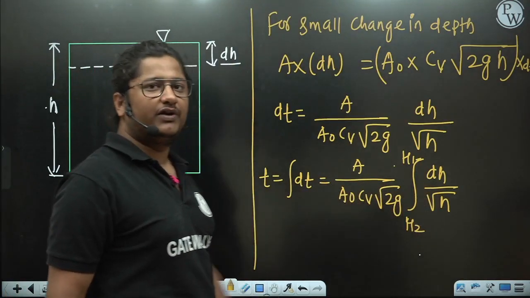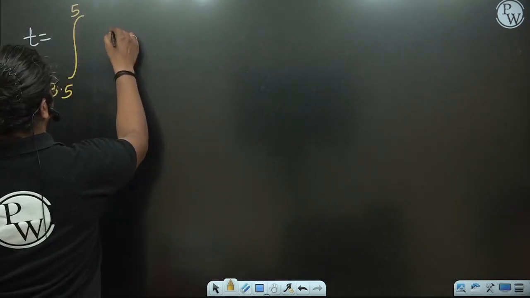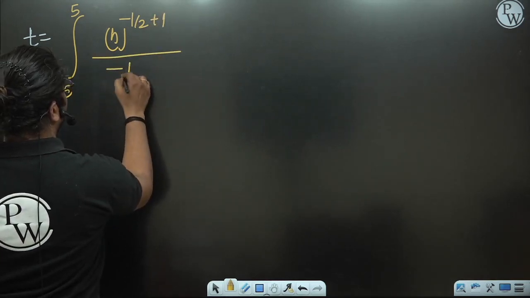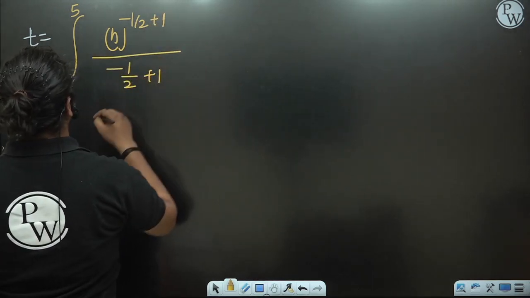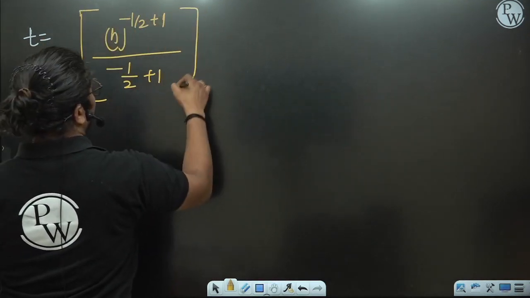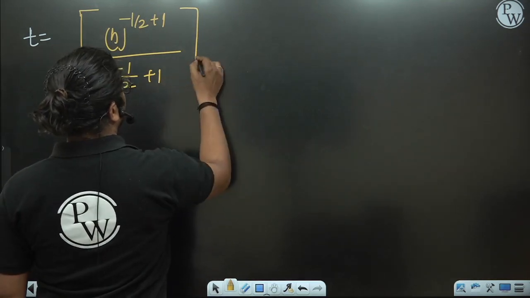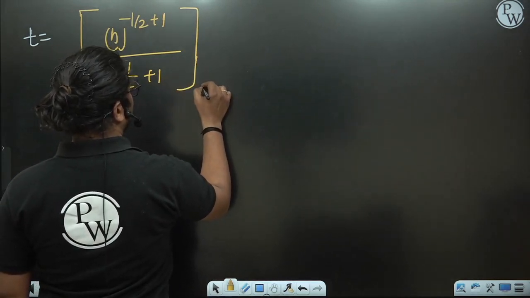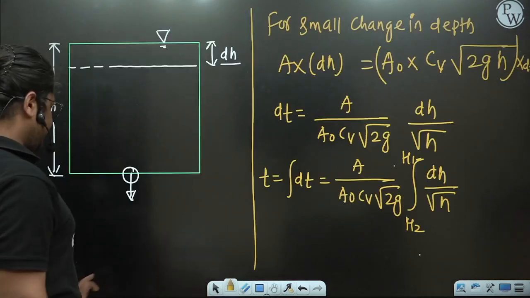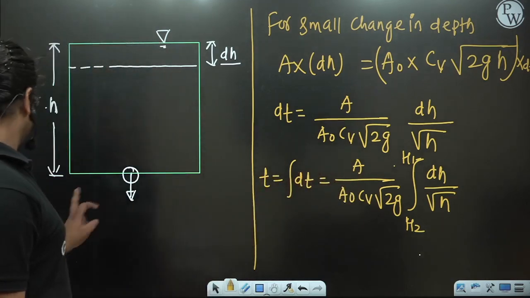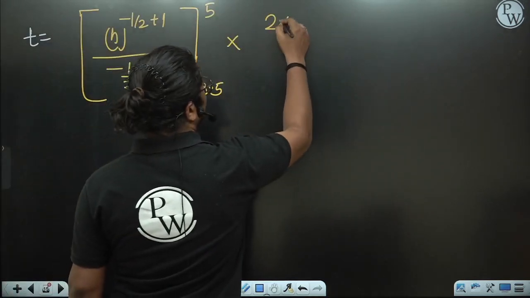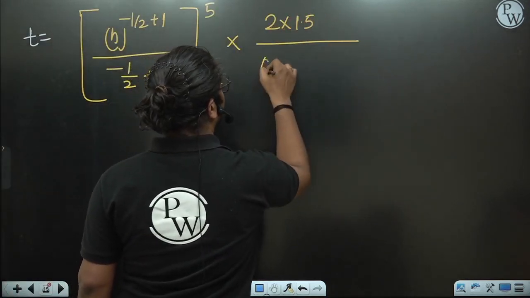Now the integration of root under H will be nothing but h to the power minus 1 by 2 plus 1, divided by minus 1 by 2 plus 1. Okay. The limit will be 3.5 to 5. Into this area, which will be nothing but 2 into 1.5, the tank area, divided by pi by 4.